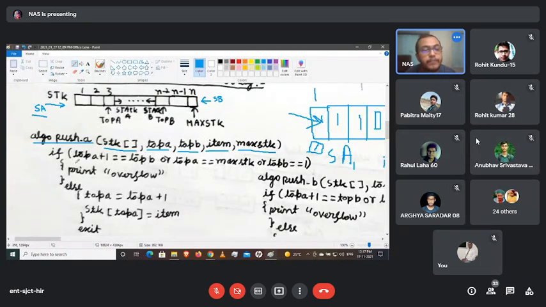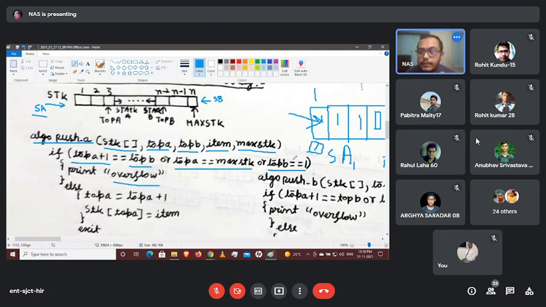Okay, so see, first condition is if top A plus 1, top A position plus 1, equals top B, or top A equals max stack, or top B equals 1, then the overflow condition is occurring.